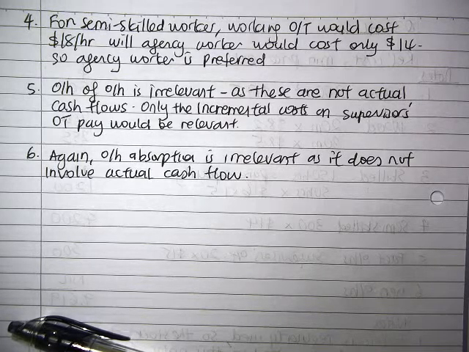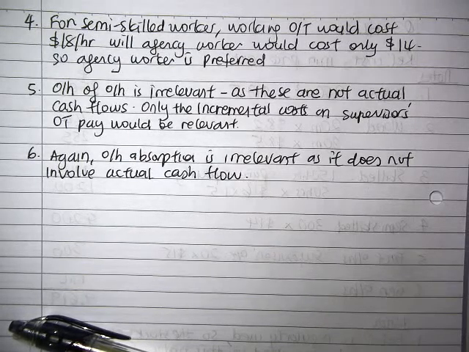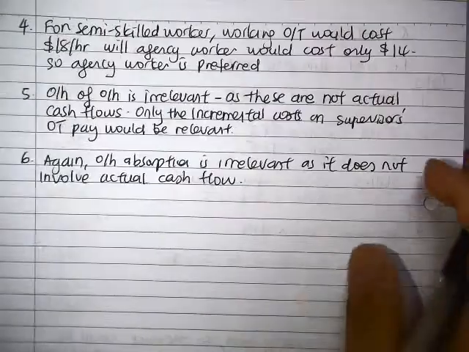Calculate the total material mix variance and the total material yield variance. So you must have a total there. Okay, you must have a total there.